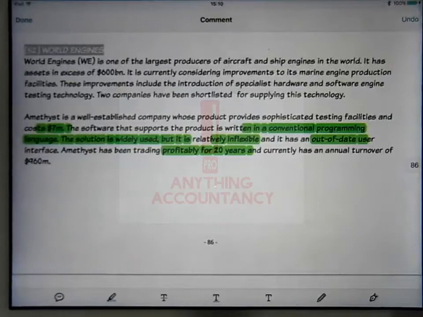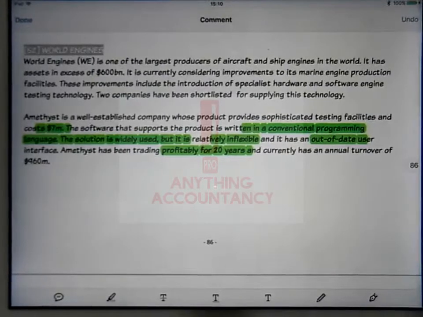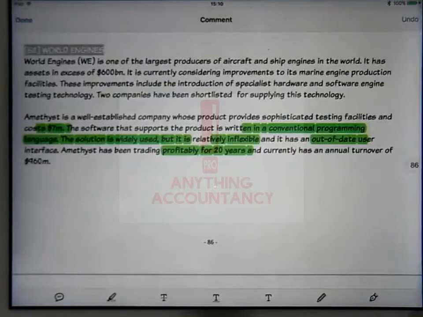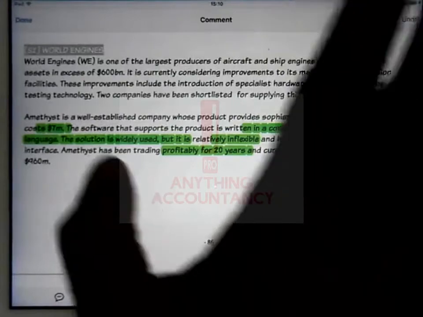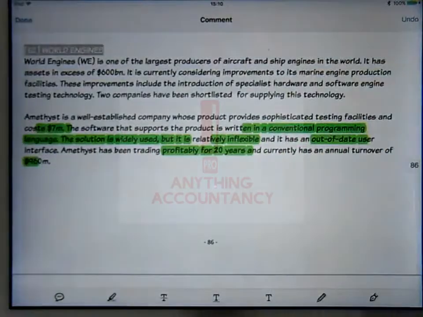I think there are other factors to consider. I just got a listing here. Other factors would be programming language, usage, flexibility, user interface, age, and financial stability. There, financial stability. How many headers do I have already?